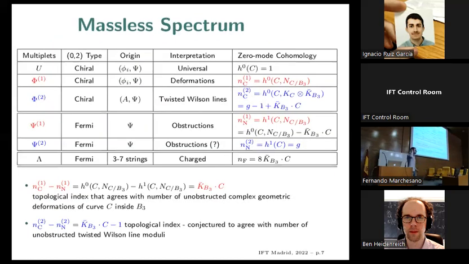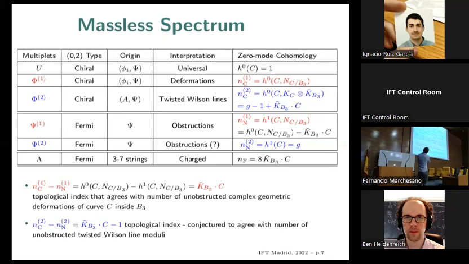So this is a busy slide. I apologize for this, but I wanted to put everything on one slide so you see it. So these are the types of fields that one gets. So first of all, one has chiral multiplets. These contain a complex scalar and a right-moving fermion, and also Fermi multiplets, which only contain left-moving fermions. One has one universal chiral multiplet that comes from the universal motion of the string in four dimensions. This is boring. And then one gets two types of chiral multiplets, which kind of describe the motion of the string on the internal space. And these are very interesting.